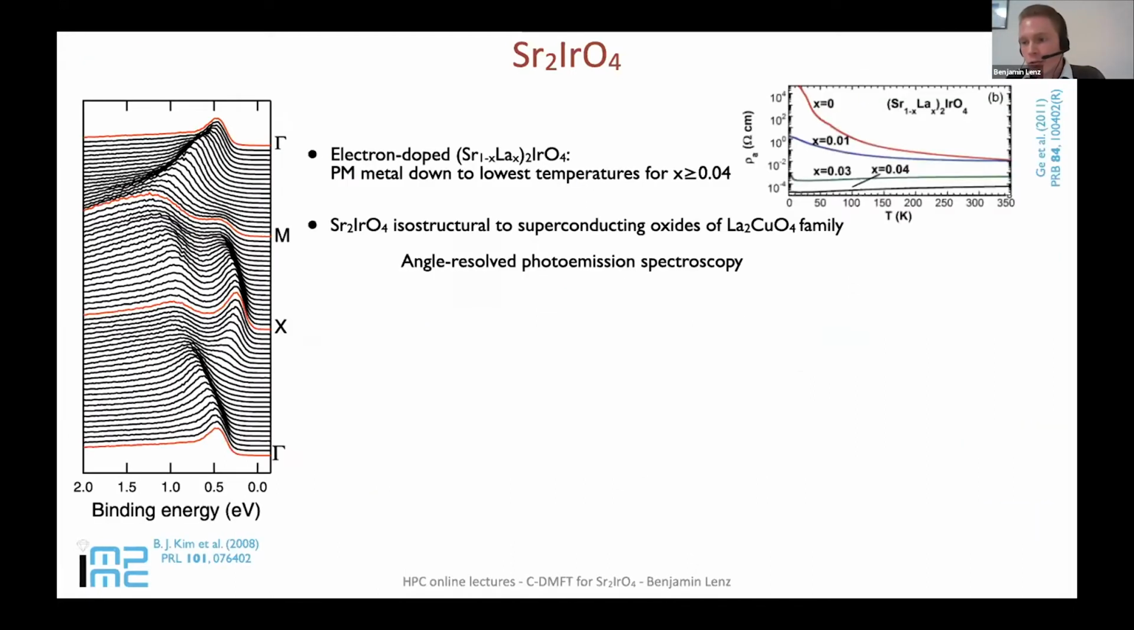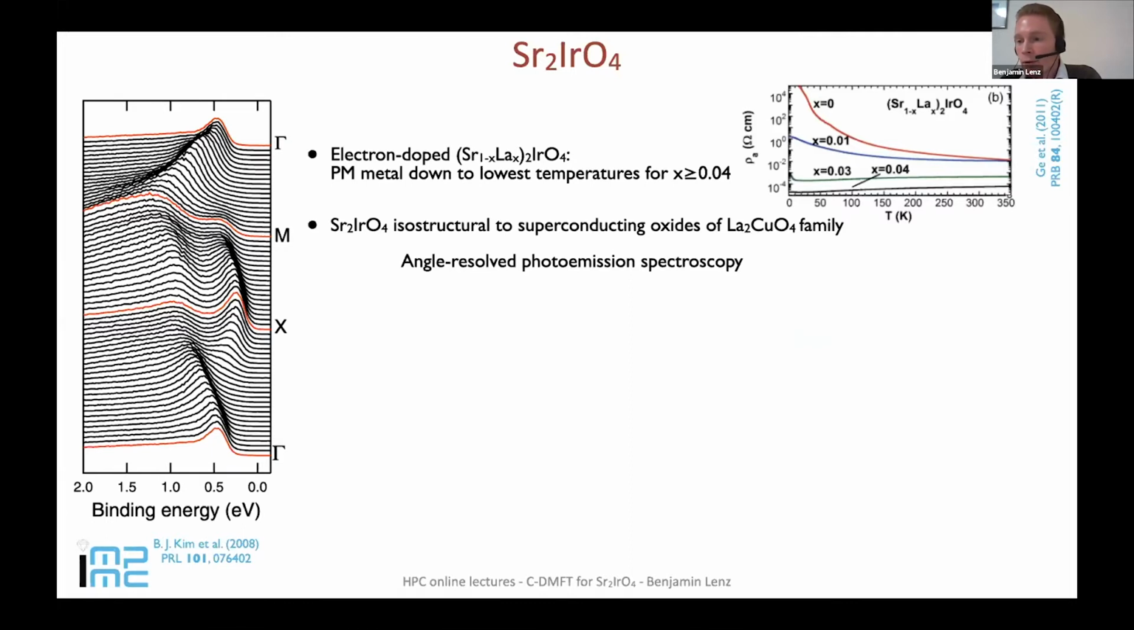Why is this interesting also from an experimental point of view? Well, I said it's insulating in the pure composition. However, on the right, I replot the same figure as before. This time, there are also additional curves for the doped sample. So if you replace strontium by lanthanum, you effectively electron dope the sample, and it turns out that at a sufficient doping, the system becomes metallic. So this is roughly around 4%, which you need to add.